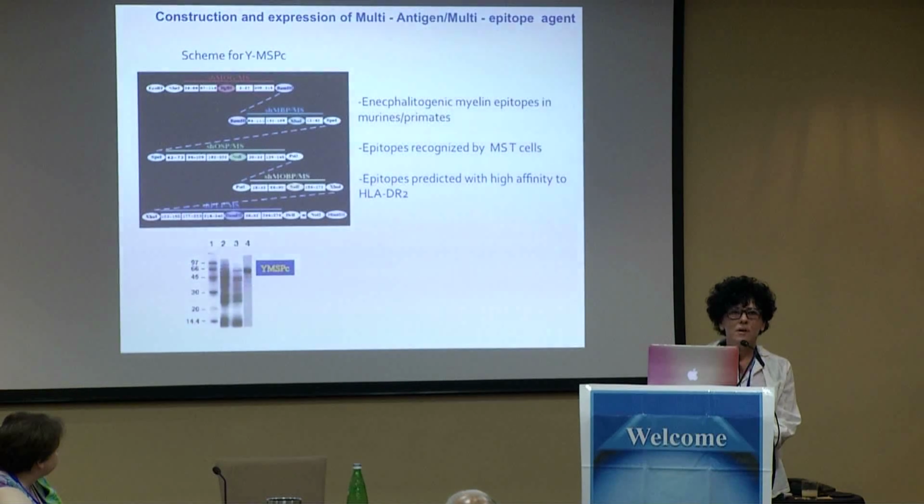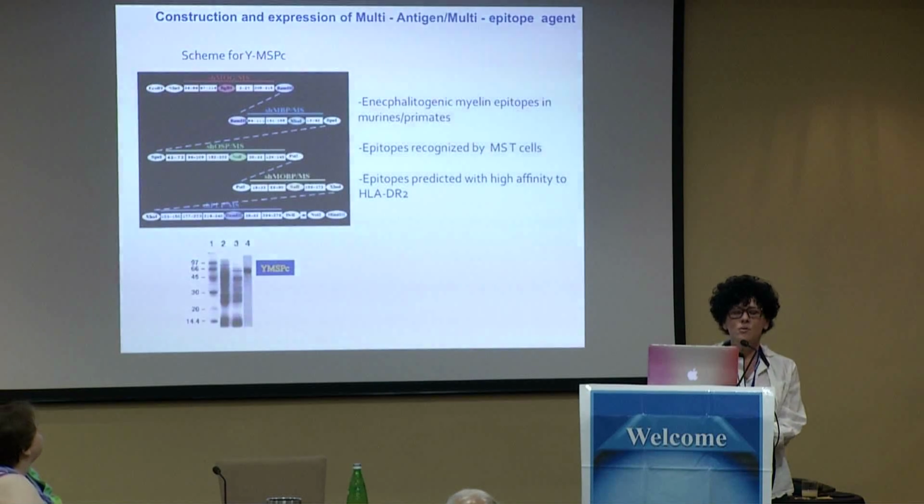So for this, we constructed a DNA fragment that was designed to encode sequentially and in one reading frame encephalitogenic myelin epitopes in murines, epitopes that were recognized by MS T cells, and epitopes which were predicted with high affinity to HLA-DR2. We actually used overlapping oligonucleotides and PCR overlap extension and amplification, and the DNA fragment was cloned into a bacterial expression vector. And here you can see the Coomassie stain of the purified protein, which we designated YMSPC.